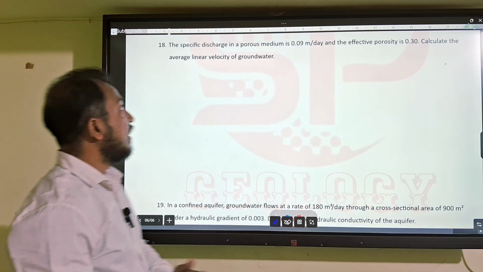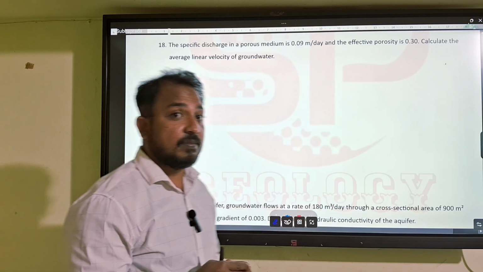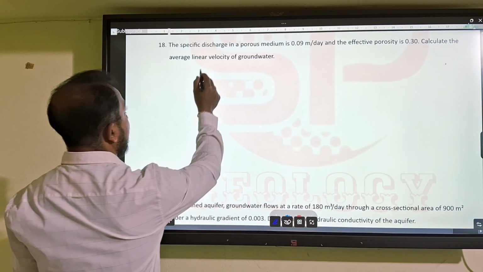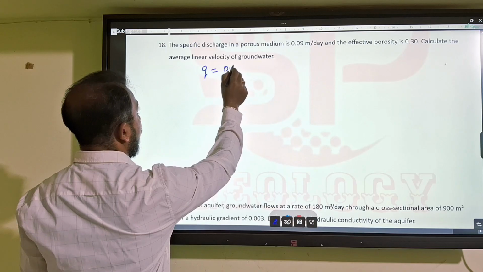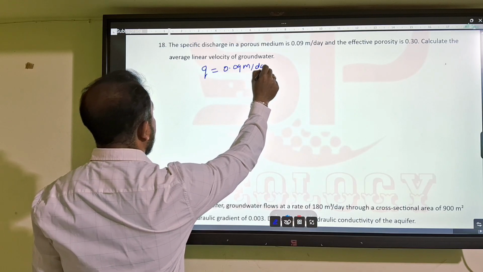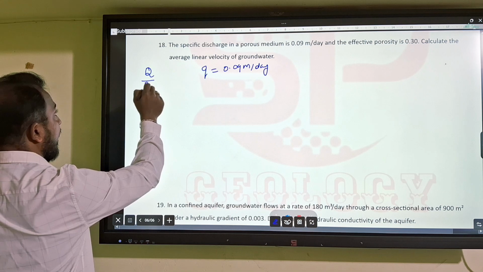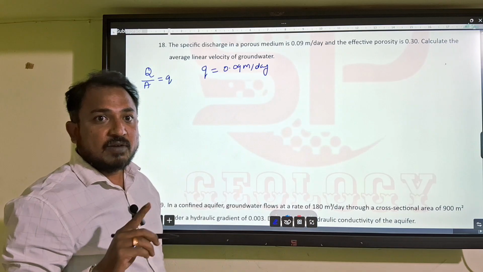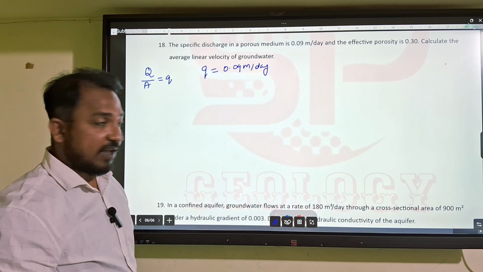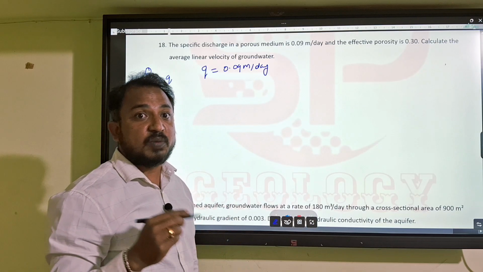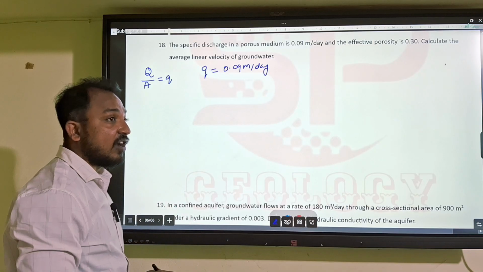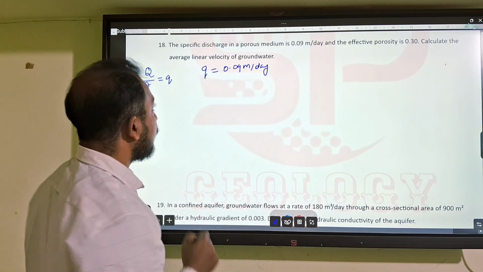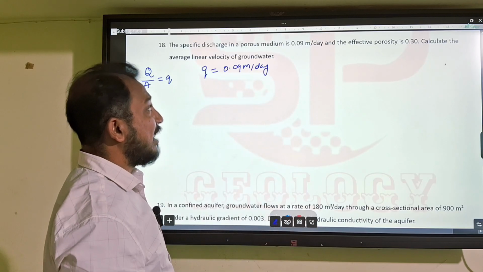So move to the next question. Here we have it given specific discharge. I have already told that specific discharge is small q. It is given 0.09 meter per day. So always remember, your capital Q by A is equal to small q. So the discharge is equal to specific discharge for unit cross sectional area. That means if A is 1, then capital Q equal to small q. So small q is given, 0.09 meter per day.